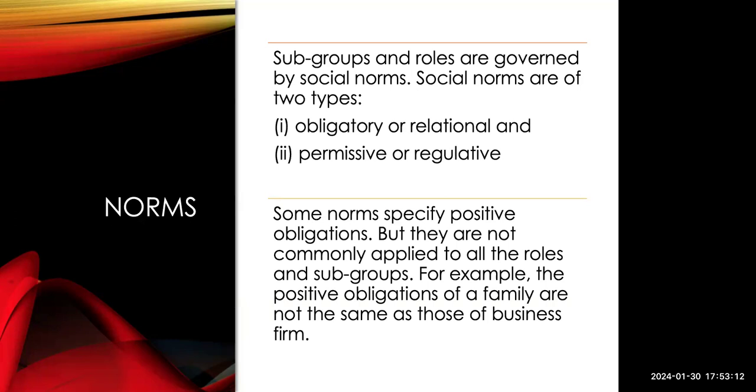So for example, the obligations that you have to your family would not be the same obligations you'll have as a person in a business. There are different sets of obligations that you'll have to different people. So the norms for a person who works at a university will be very different than if you're a teacher in a high school, because the expectations are different. You still have to teach, but aside from that, there are a lot of other things.